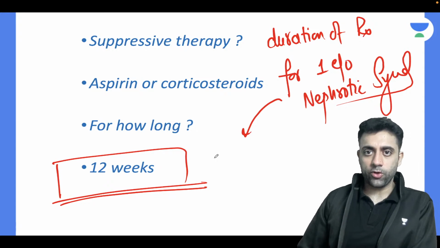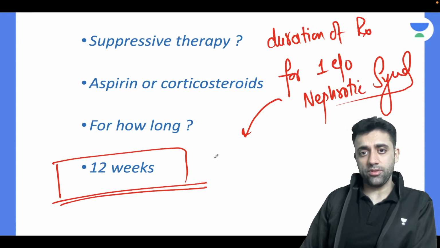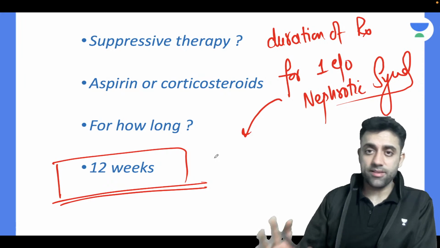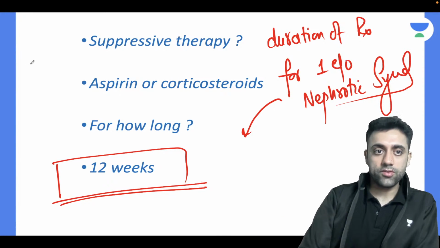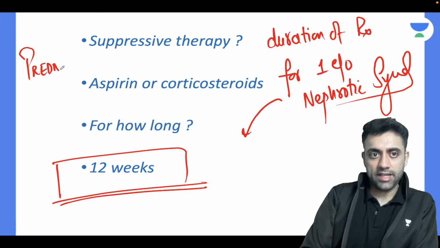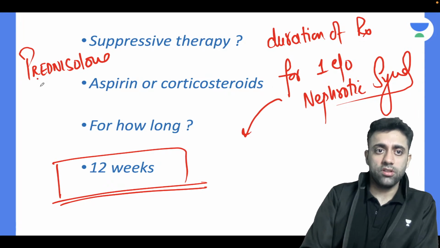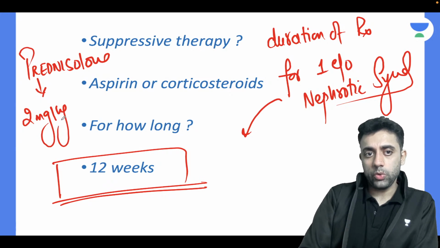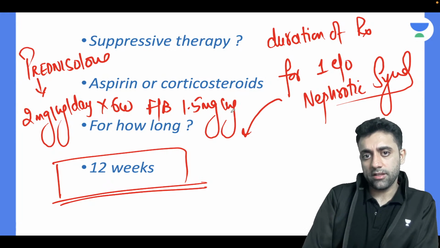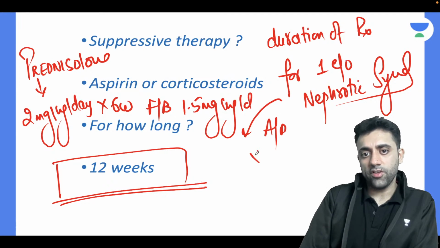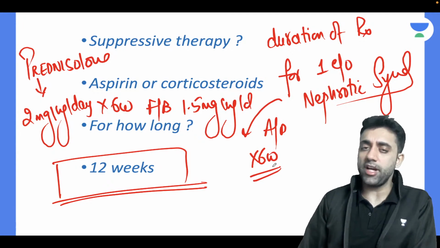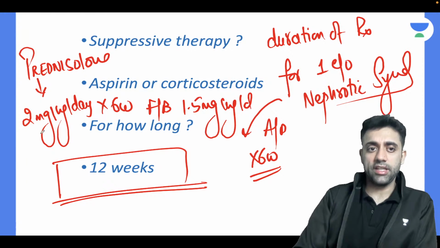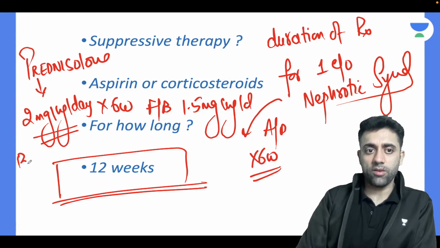I have nephrotic syndrome. This is my first episode. What is the drug of choice? It is a very simple question. The drug of choice is prednisolone. That is the first point. What is the dose of prednisolone? The answer is 2 mg per kg per day for 6 weeks, followed by 1.5 mg per kg per day on alternate days for the next 6 weeks. This is the treatment with prednisolone. Please remember, prednisolone you can give either by mg per kg per day or by BSA.